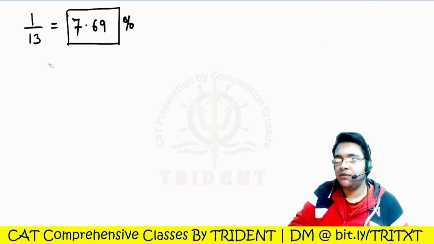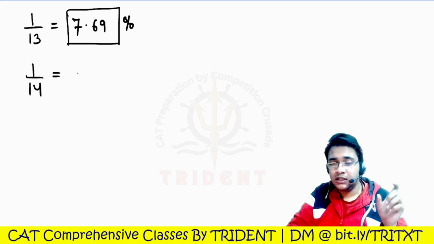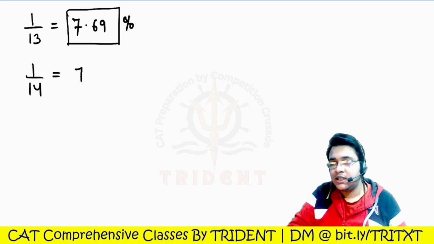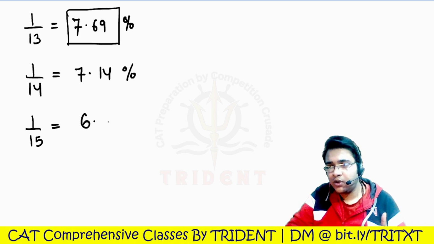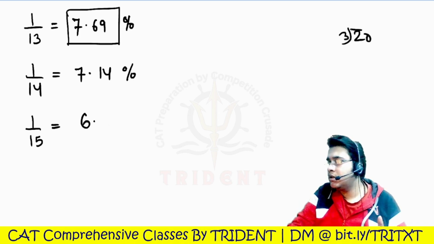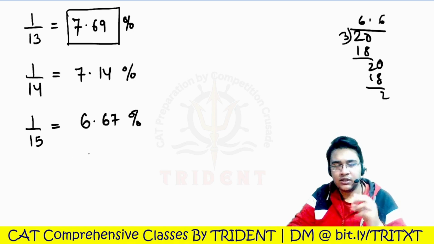Okay. Now let's look at 1 upon 14. That is again going to be an easy number. 1 upon 14 is nothing but, remember, 1 by 7 is 14.28, so that is 7.14%. Okay. 1 by 15, please remember 1 by 5 is 20. So 20 by 3 is going to be 6 point, let's do this. 6 are 18, 2.0, 6 are 18, again 2 and 6.66666. So let's just write it like this, 6.67%.